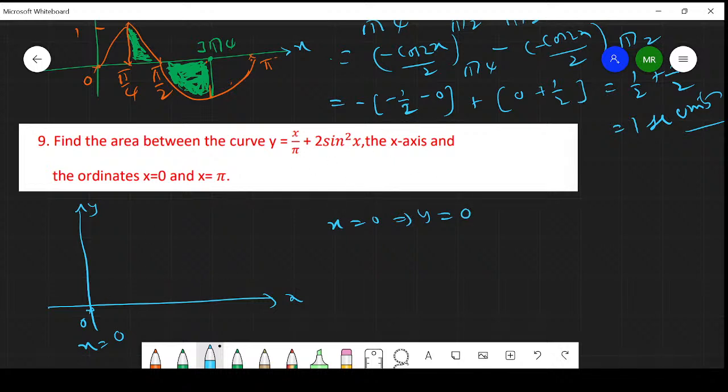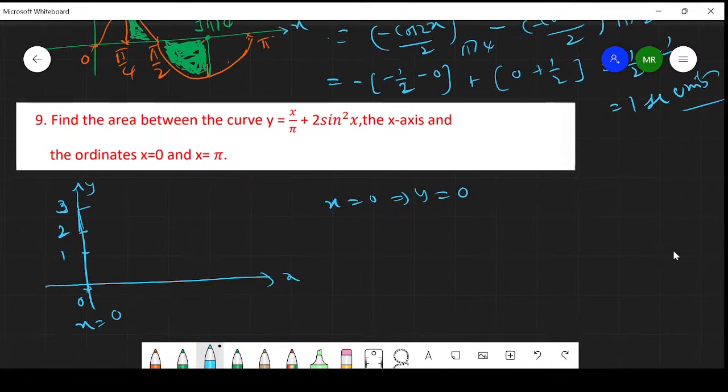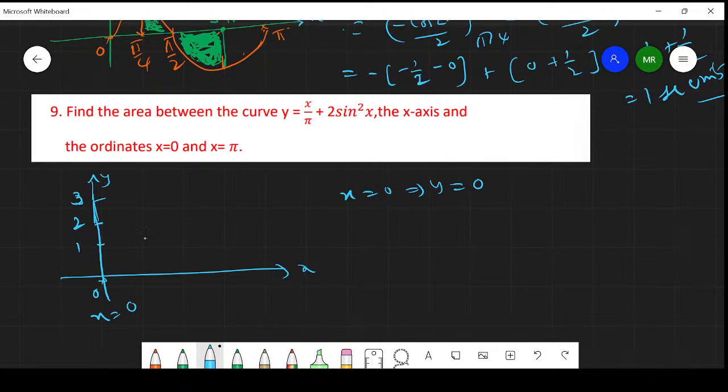The graph goes like this. Maximum the graph I can write here. This is 1, 2, it goes 3. The points given are 1, 2, 3. Zero to pi, I can consider the values here. This is 0. I can write pi by 4, pi by 2, and pi. Some values I can write to understand this.